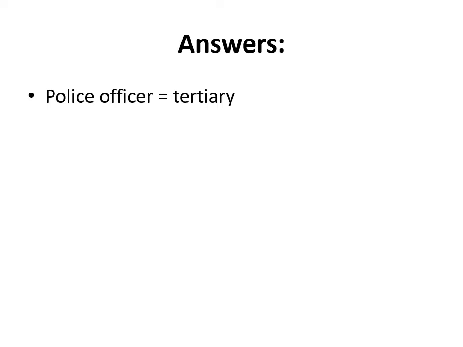Okay, let's do some answers then. So, police officer, tertiary. The service they offer is their ability to uphold the law, to interpret the law, and to potentially arrest people who break it. A miner, we've already done that one, so that should have been a bit easier. A primary job, extracting the metal or the rock or whatever it is they're extracting from the ground, that raw material.